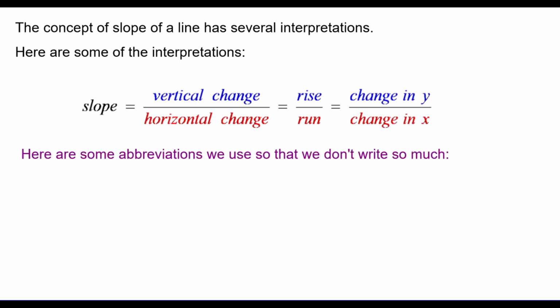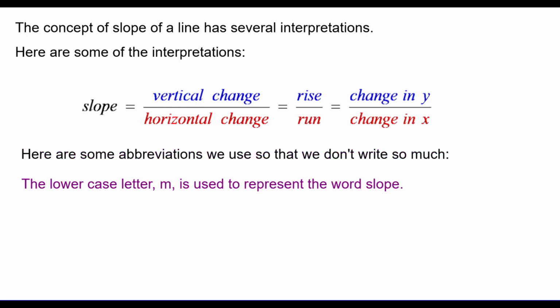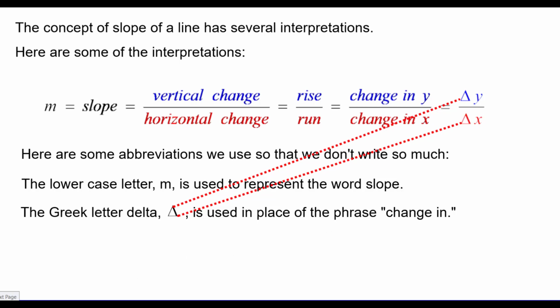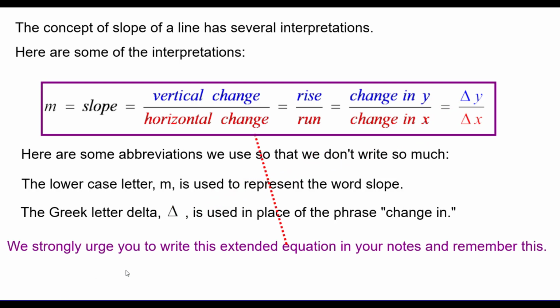Here are some abbreviations we use so that we don't write so much. The lowercase letter m is used to represent the word slope. So m is equal to the slope, which is equal to those ratios. The Greek letter delta, that looks like a triangle, is used in place of the phrase change in. So instead of writing the words change in, we could just write the Greek letter delta as we do here. Delta y over delta x is equivalent to change in y over change in x. We strongly urge you to write this extended equation in your notes and remember this. Press pause as needed. Resume when you're ready.